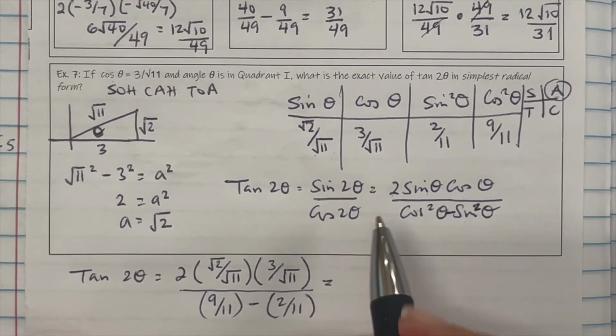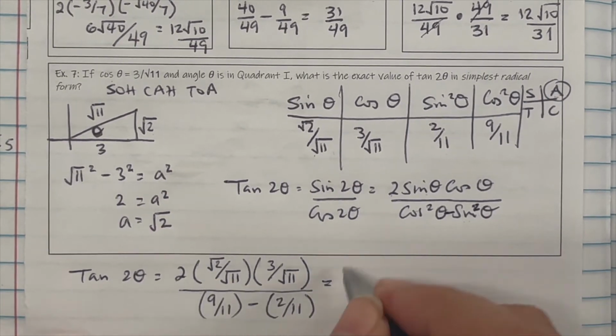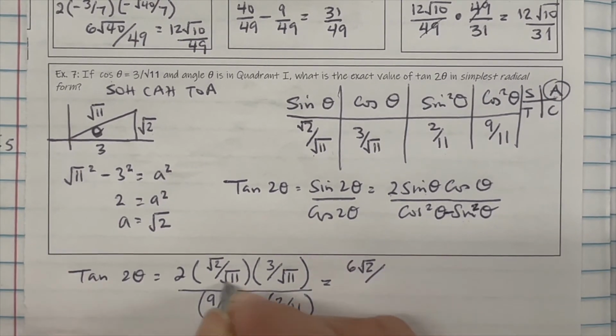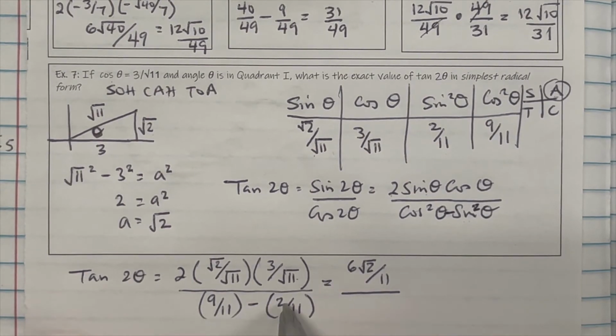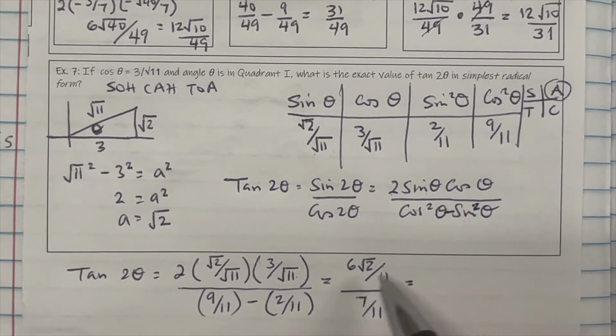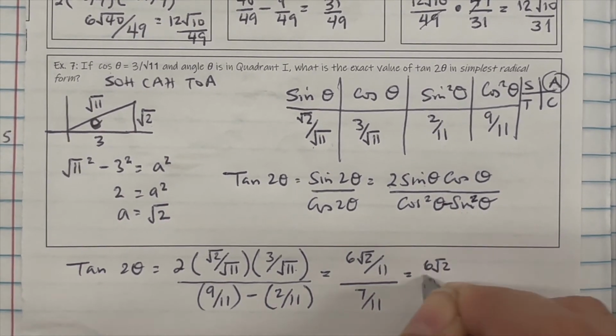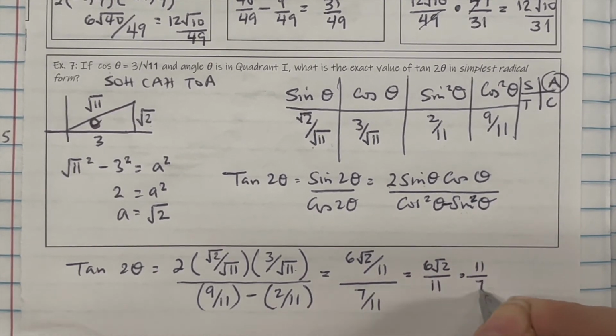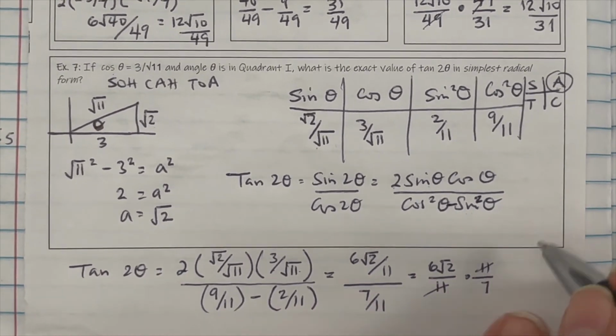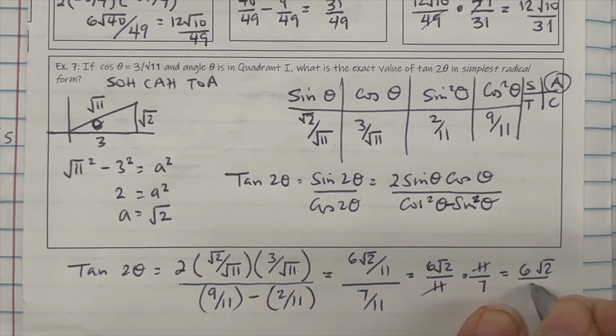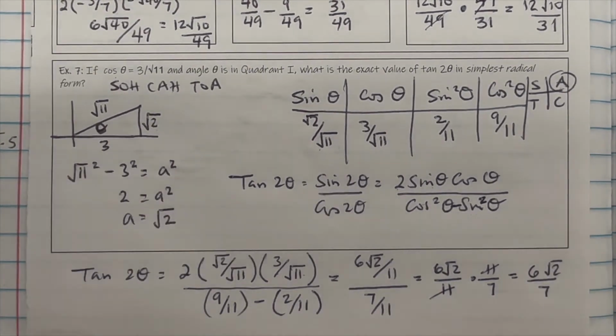All right, let's go ahead and take care of the top. So we're going to multiply the numerators. 2 times 3 is 6, so 6 radical 2 over radical 11 times radical 11 is just 11. Then here we can subtract because the denominator is the same, so that's going to be 7 over 11. Keep the top, change the division to multiplication, flip the bottom. The 11's cross out, and we're left with 6 radical 2 over 7. So tan of 2 theta is 6 radical 2 over 7. Let's practice.